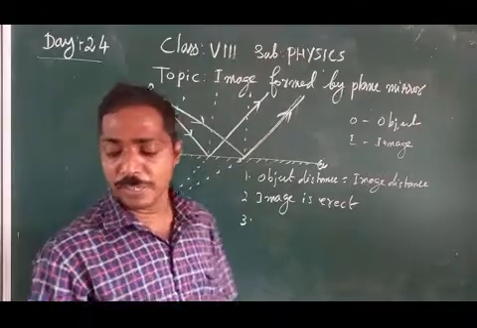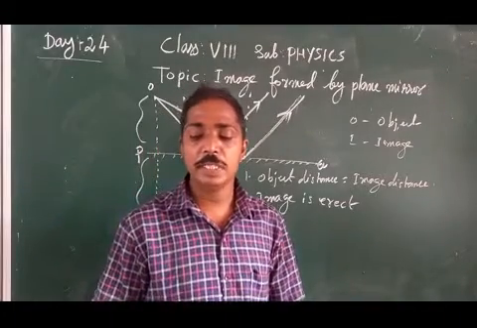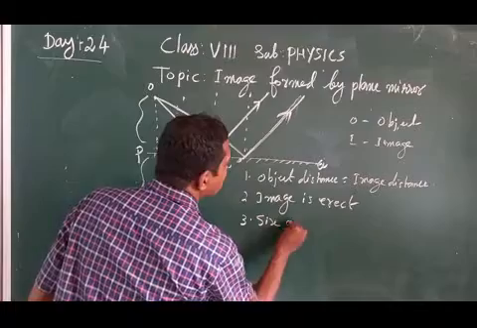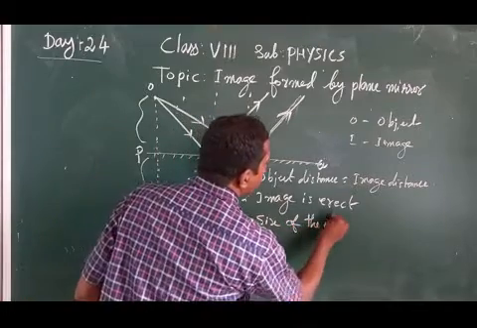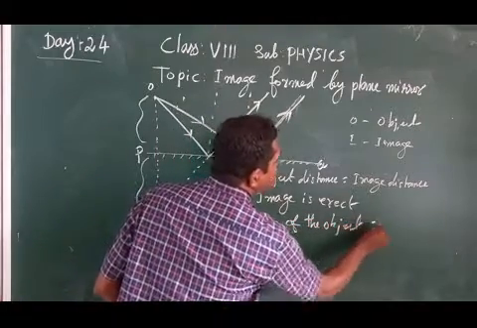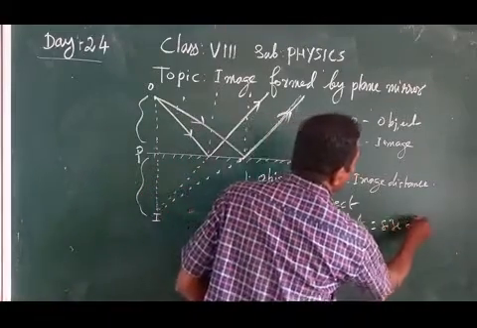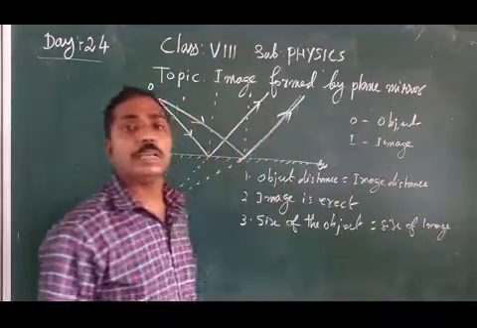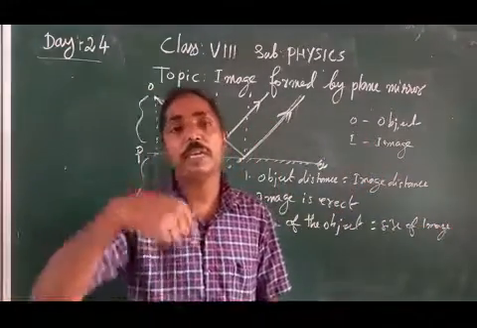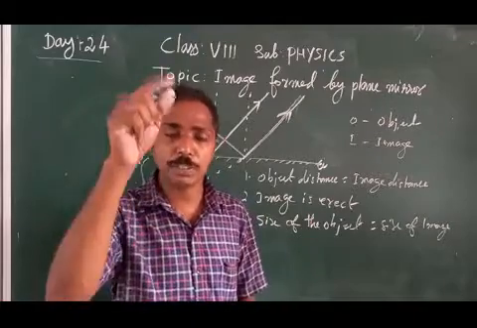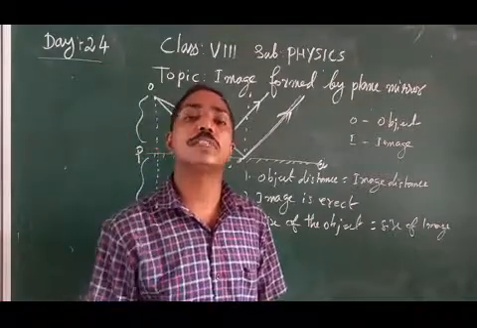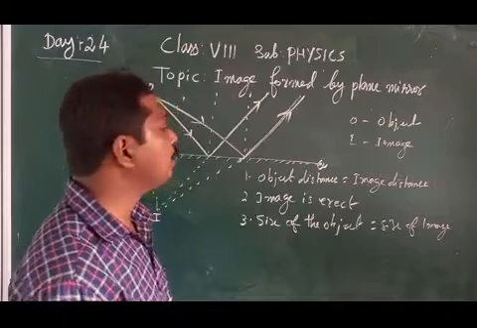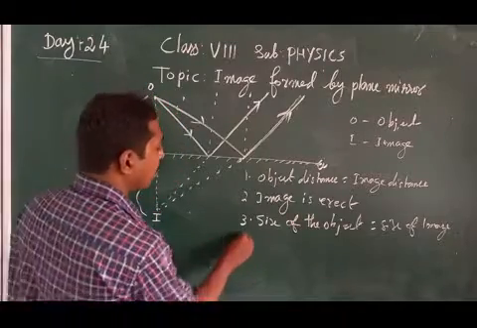Third point we are going to learn about a plane mirror: the size is equal. Size of the object and size of the image are equal. Suppose I am a 6 feet man, the image is also 6 feet. If you are a 5 feet man, the image is also 5 feet. So the size of the object and the size of the image are equal.